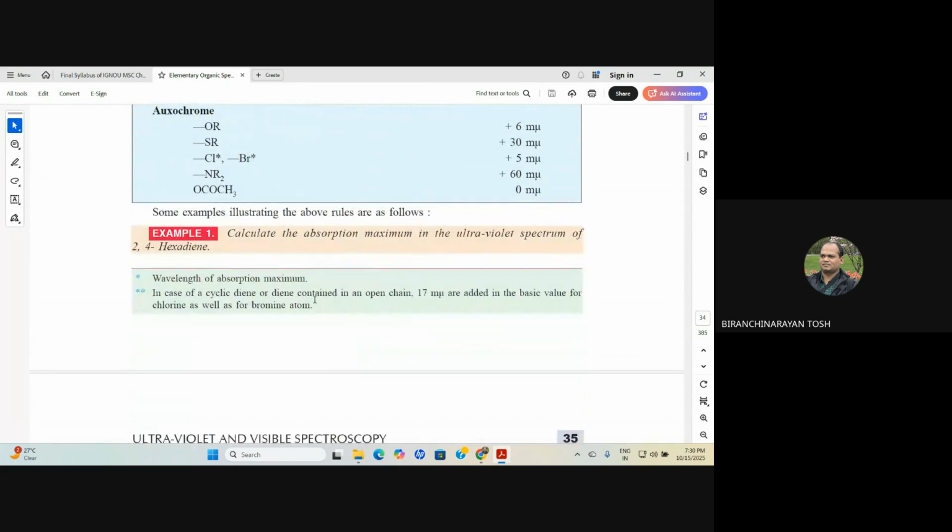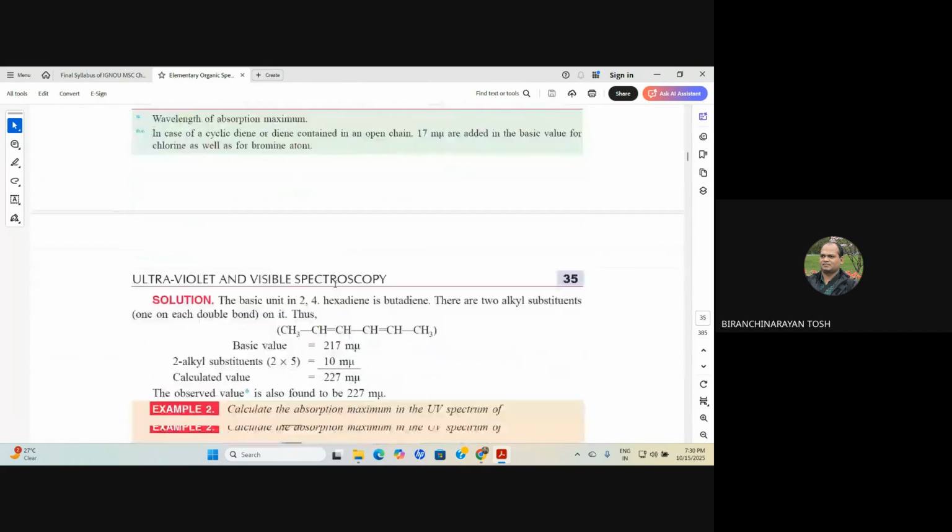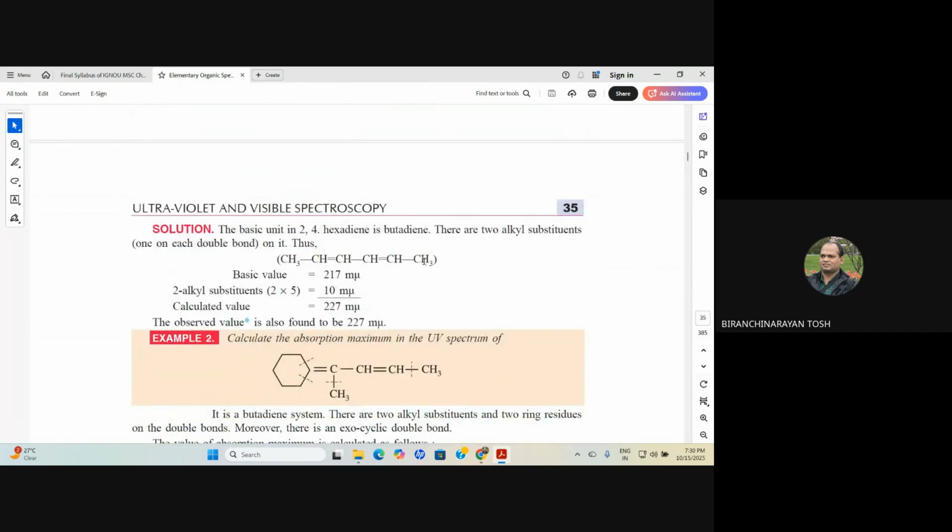So now we'll give this example. You can see, calculate the absorption maximum in the ultraviolet spectrum of 2,4-hexadiene. You can see the structure of 2,4-hexadiene. So it is a diene. Basic value will be 217.